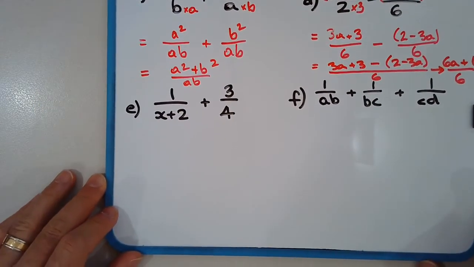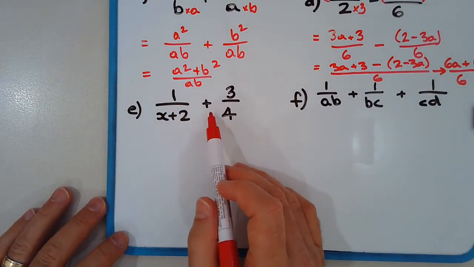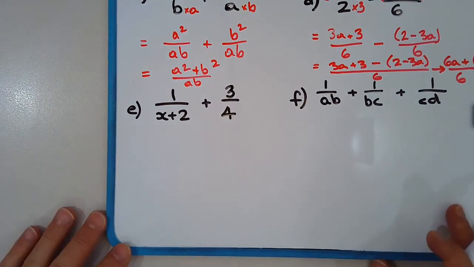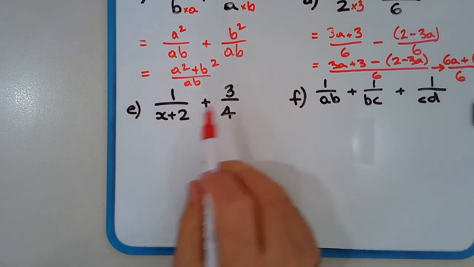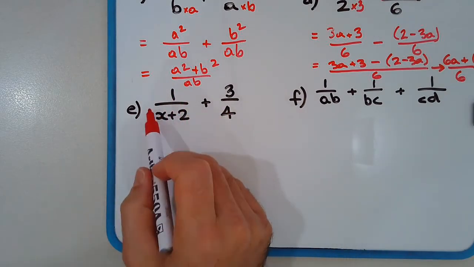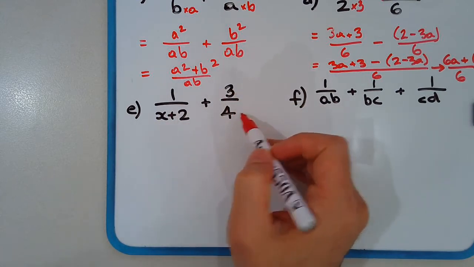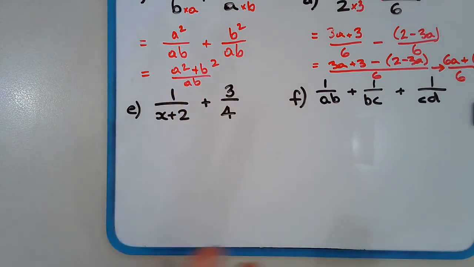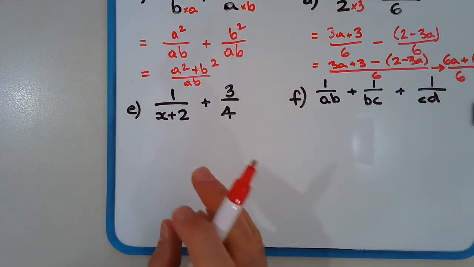Let's look at part E. 1 over x plus 2 plus 3 over 4. Okay, so have a think about that for a moment, see what we can do. Looking at both fractions, it'll be great if the first fraction had a 4, and it'd be great if the second fraction had an x plus 2 in the denominator. So I'm talking about the denominators here. It doesn't matter so much about the numerators, right? The numerators don't factor into this. We need to focus on the denominators being common.